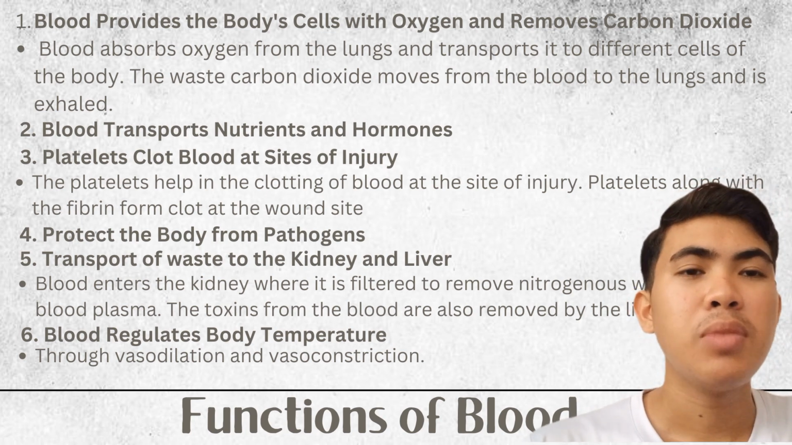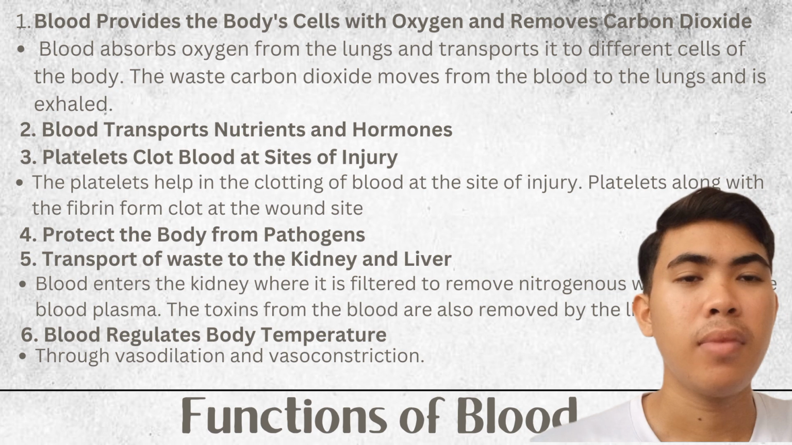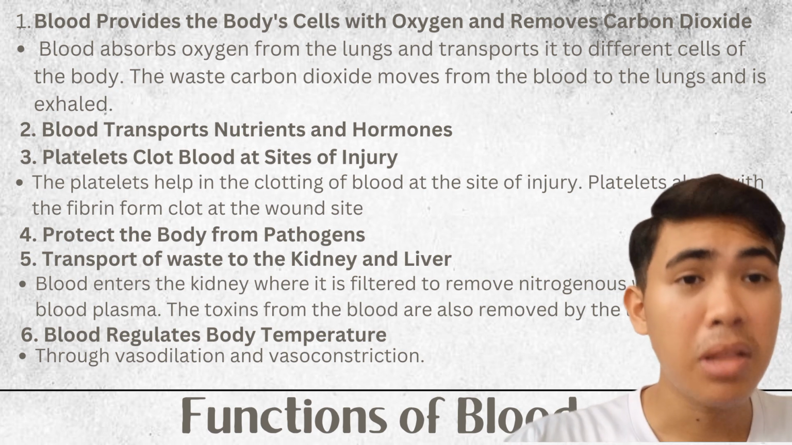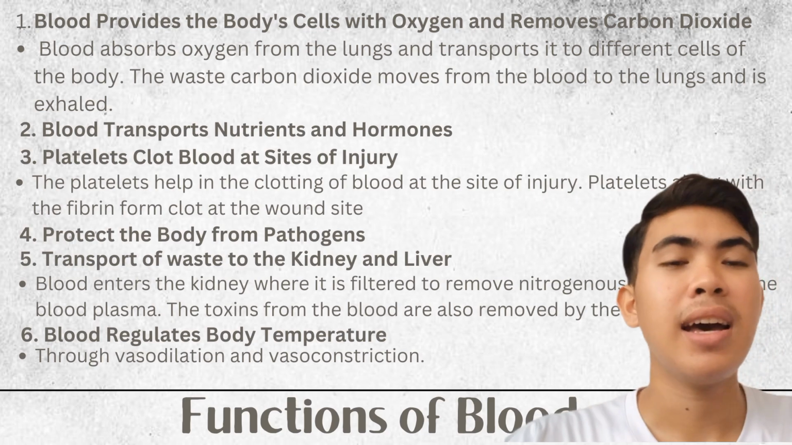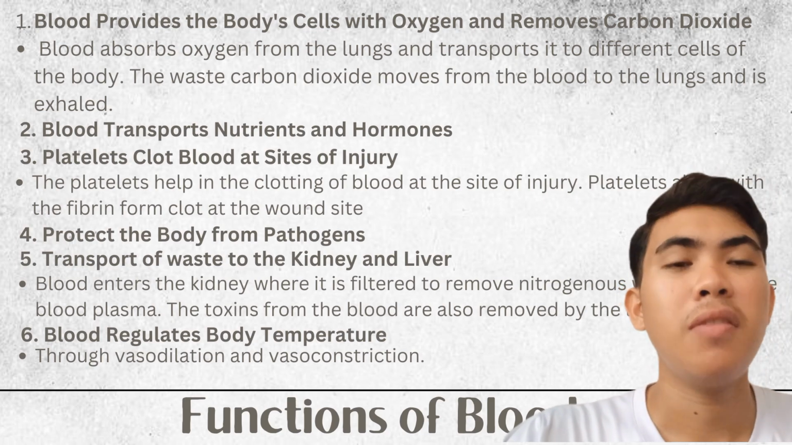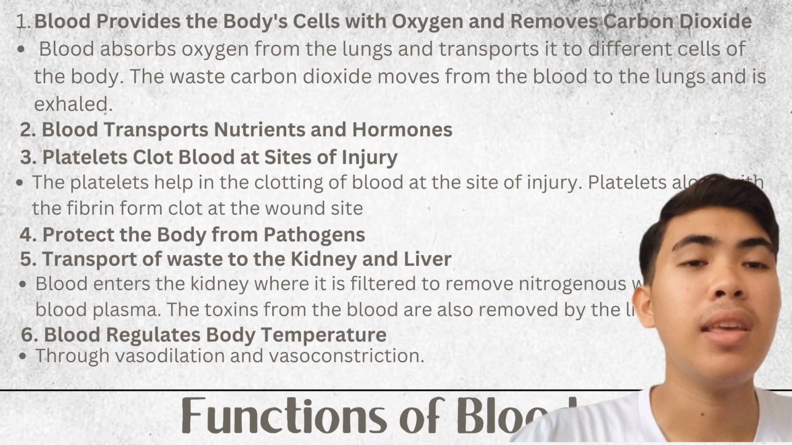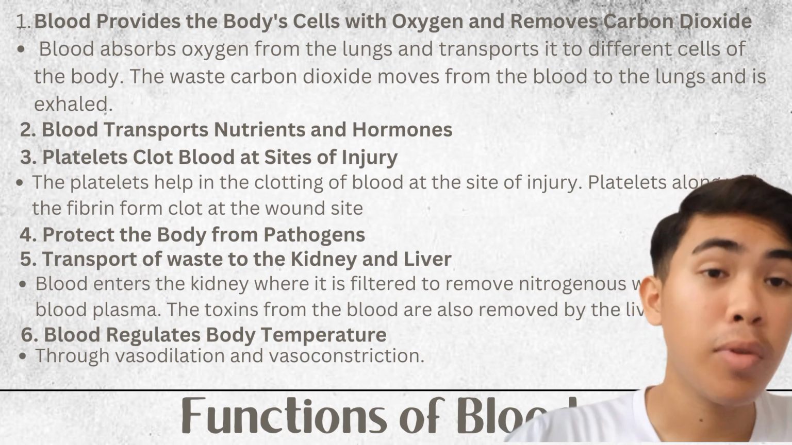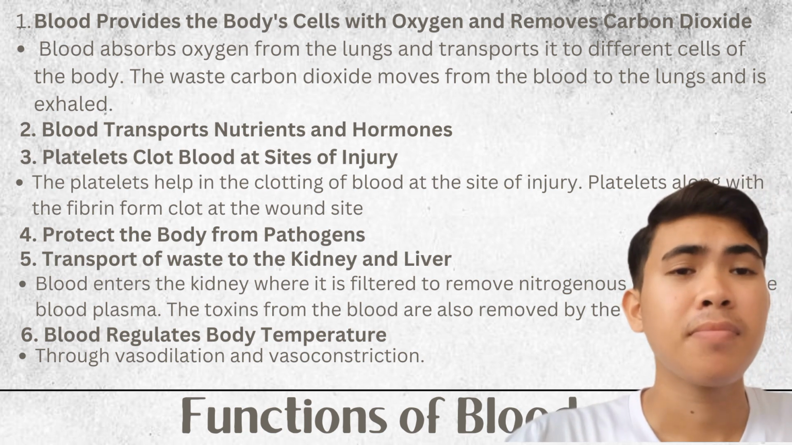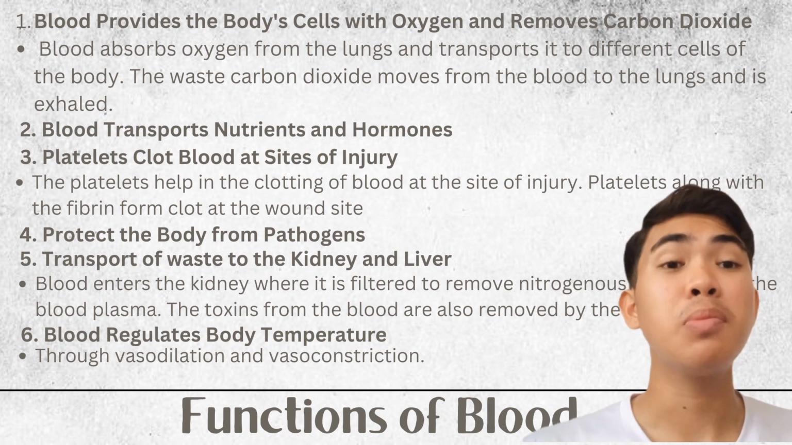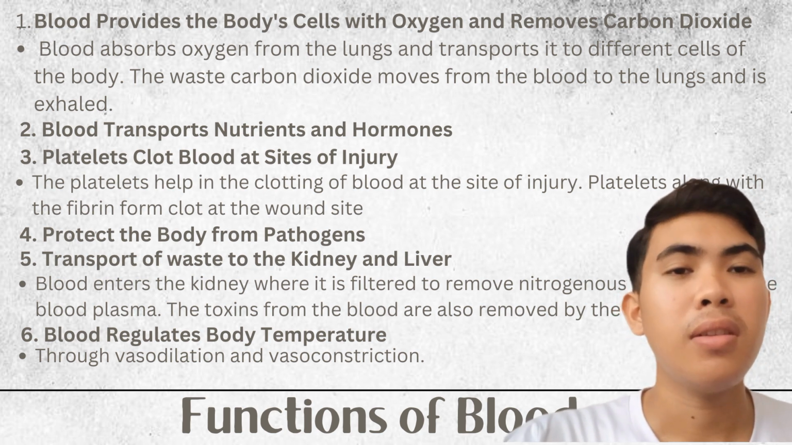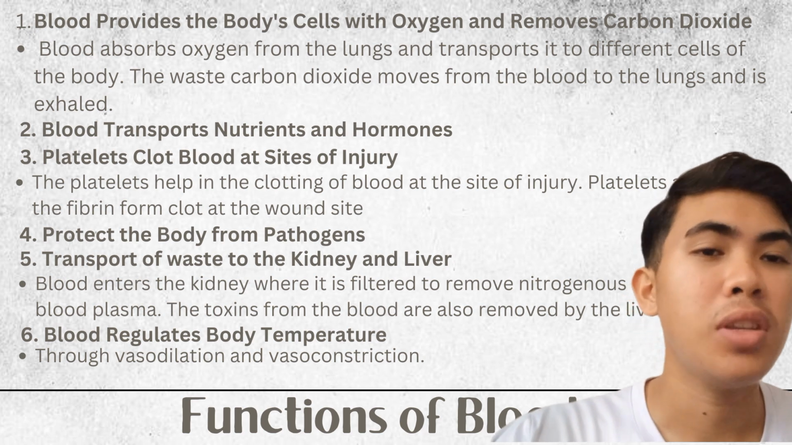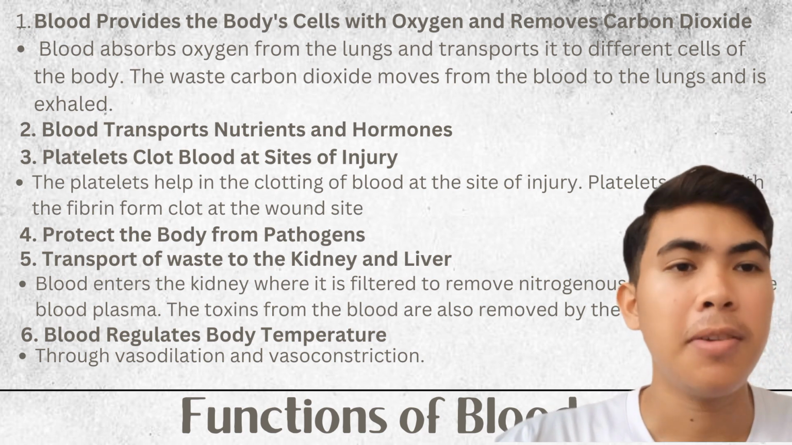As blood flows throughout the body, it cannot help but pick up waste materials. One of the main functions of the kidney is that it filters blood. One of the functions of the liver is that it removes toxins and harmful substances. As blood transports these materials to the kidney and the liver, they then remove this waste material from the blood.